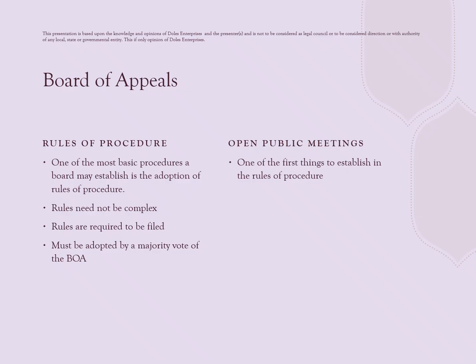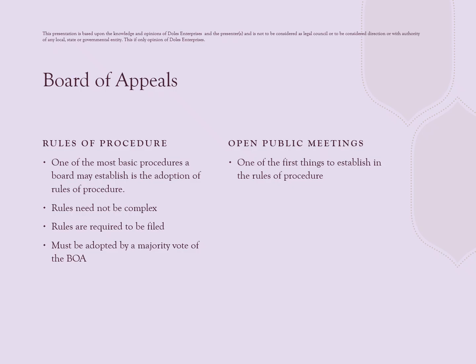The Board of Appeals, in one of its first actions, shall adopt their rules of procedure. One of the most basic procedures a board may establish in the adoption of rules of procedure are for those who come before it. These rules need not be complex. It is best to develop a set of rules which reflects the board's current practices and procedure.